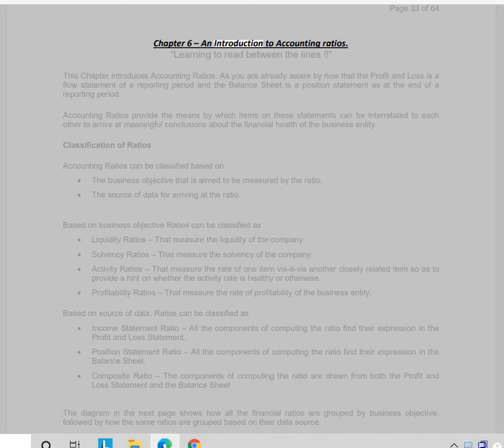Chapter 6, An Introduction to Accounting Ratios. Learning to read between the lines. This chapter introduces accounting ratios.